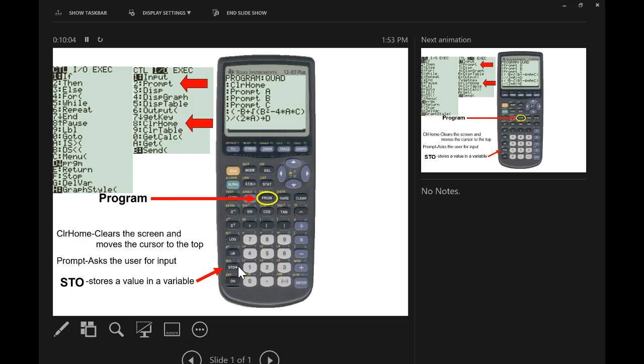Okay. The next line. You're typing the exact same thing, and the only difference is where there was a plus, we're now going to type a minus, and we're going to store into an E instead of a D.